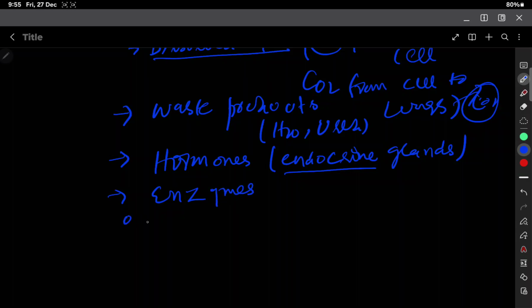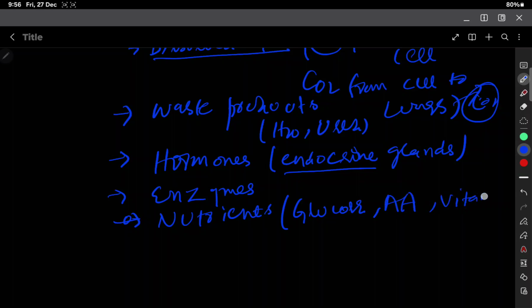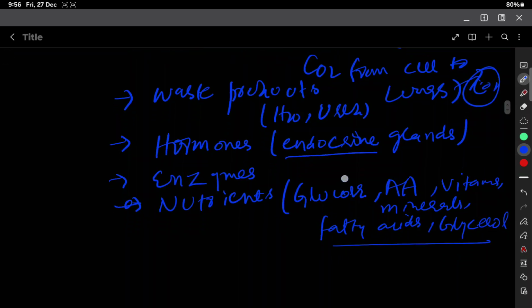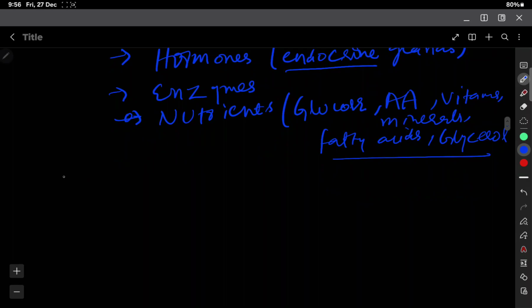Okay, then there is transport of the nutrients. It transports nutrients also. For example glucose is a nutrient. Amino acid is a nutrient. Vitamins are there, minerals are there, fatty acids are there, glycerol. So it helps in the transport of these and other substances from the gastrointestinal tract to the body cells. So that is the transportation of the nutrients. That is another function of the blood, the transport function of the blood.